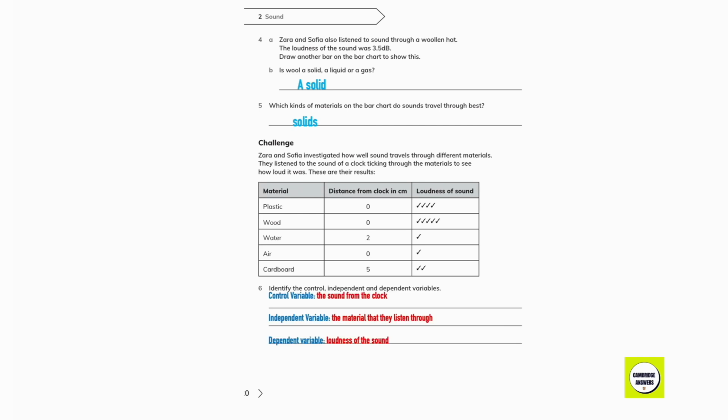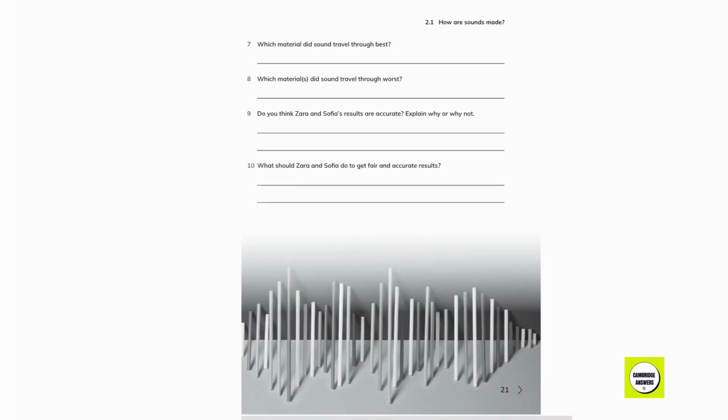Identify the control, independent, and dependent variables. Control variable, the sound from the clock. Independent variable, the material they listen through. Dependent variable, loudness of the sound. Which material did sound travel through best? Wood.